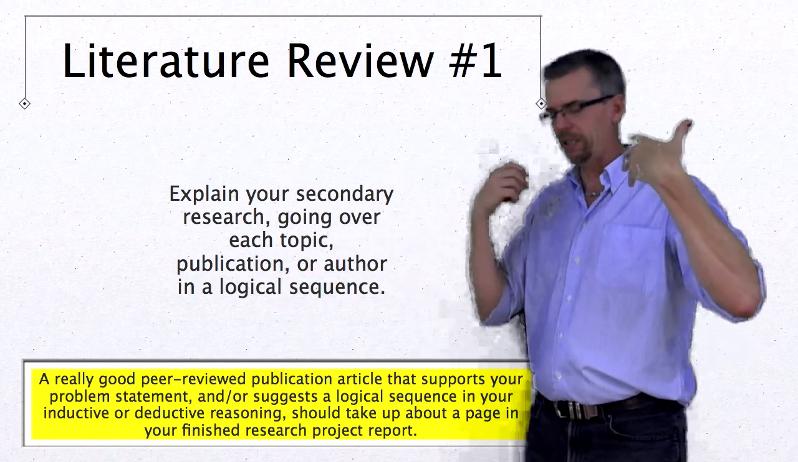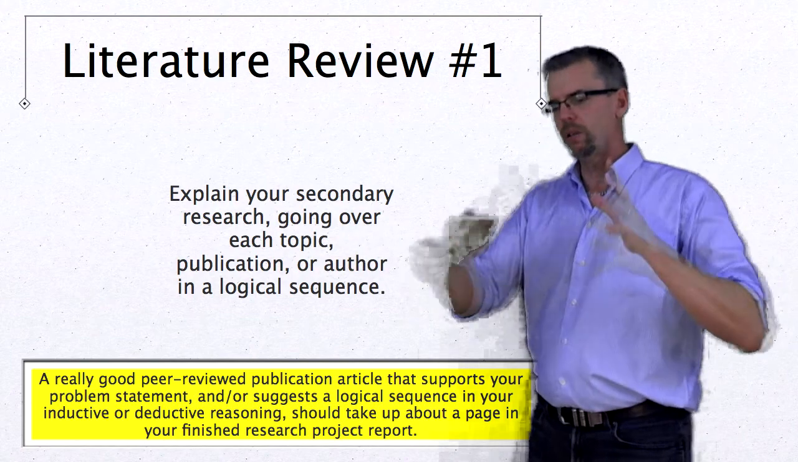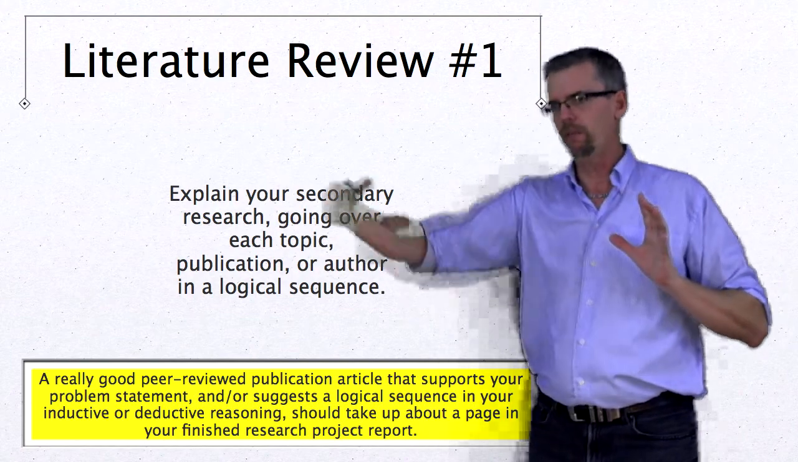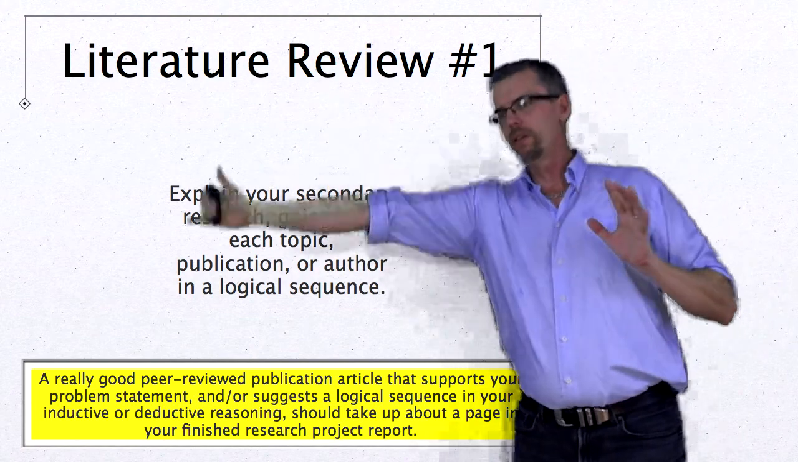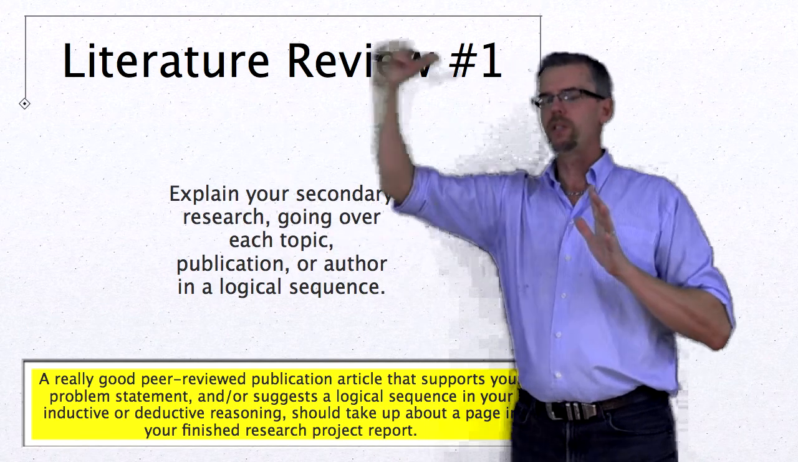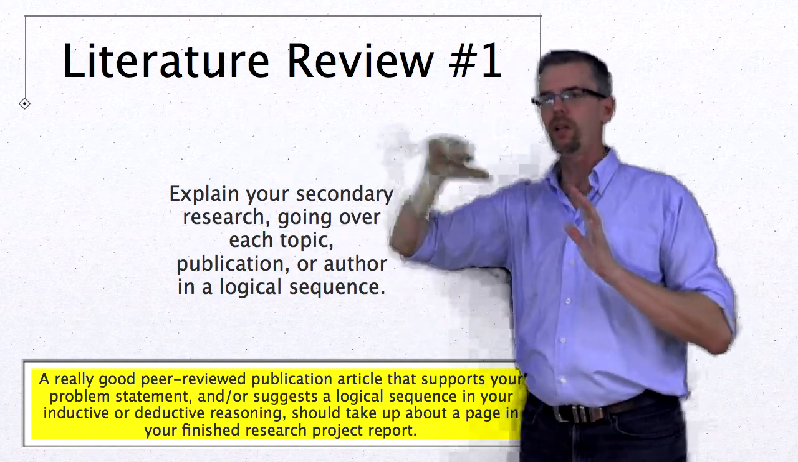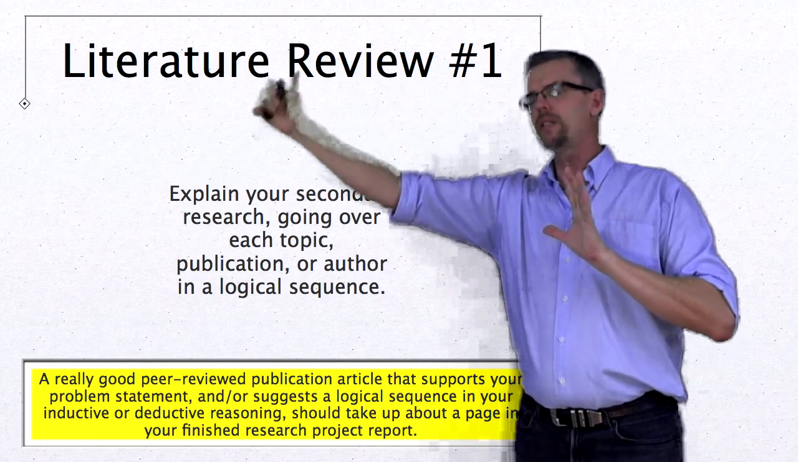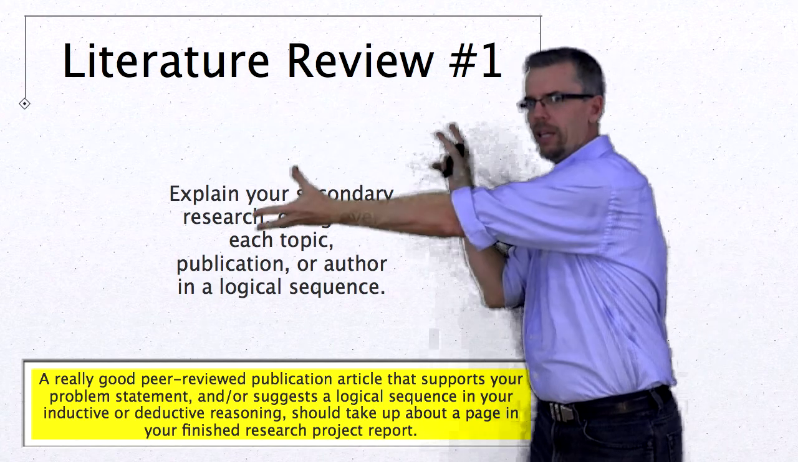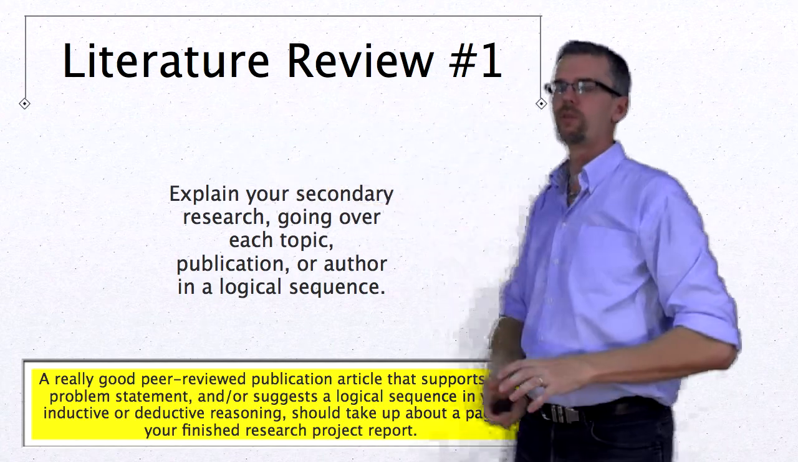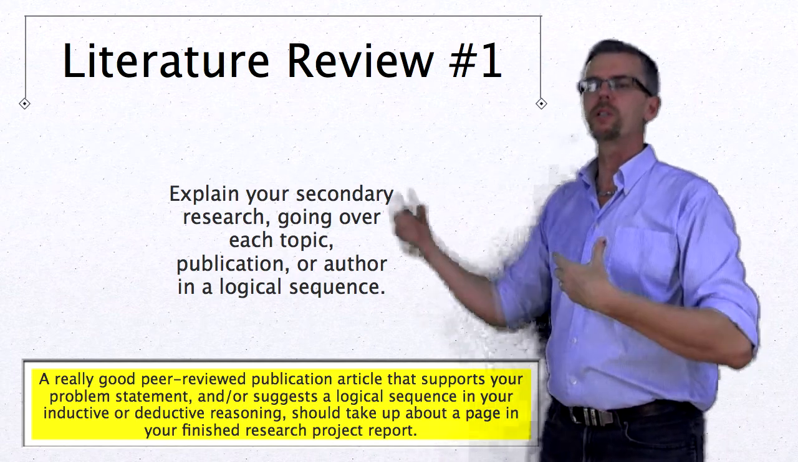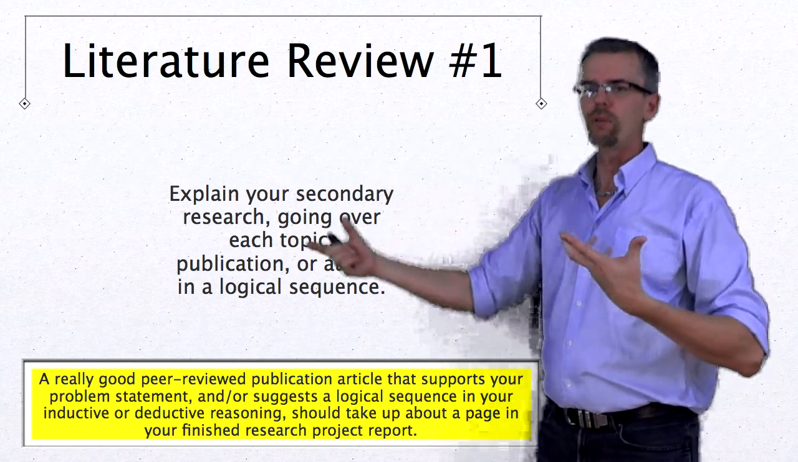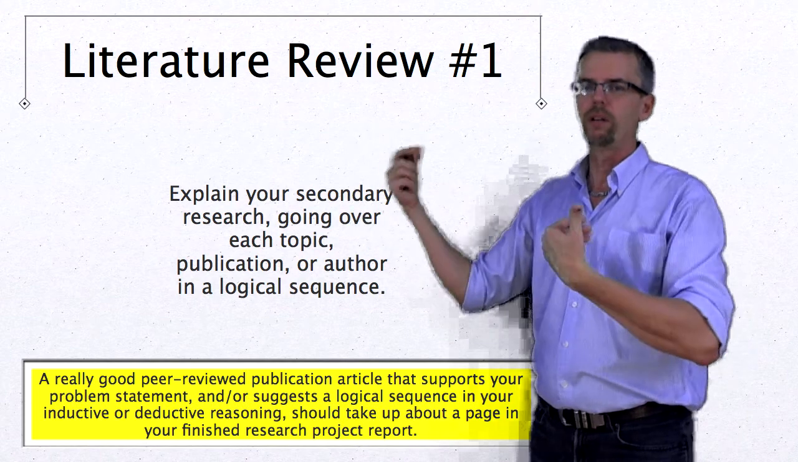as a reader, because I need to see the flow that says, okay, here is my narrative, and I have this narrative arc that I'm going through in my presentation and in my written work, and I'm following this narrative arc, and the next section is, and give me that, the next section is whatever your literature review is going to support. So explain your secondary research, going over each topic and publication or author in a logical sequence.